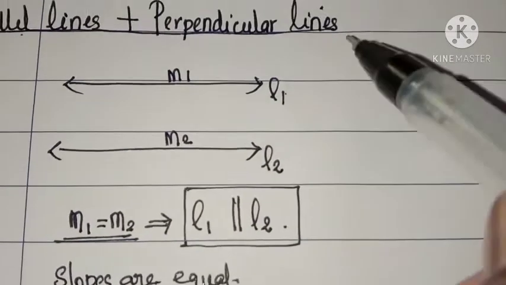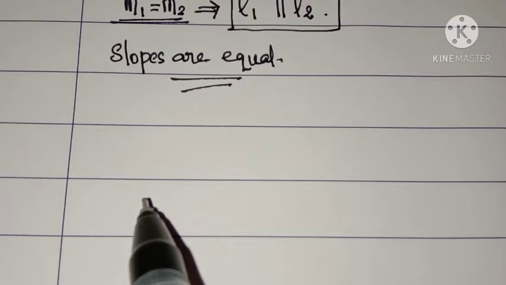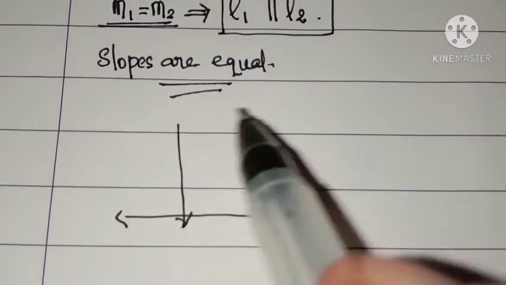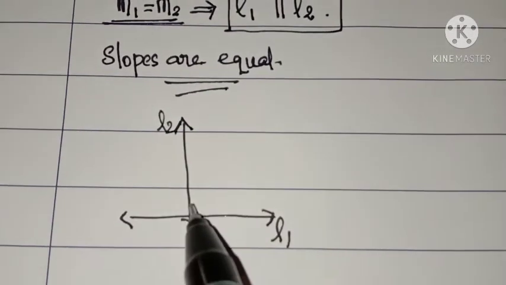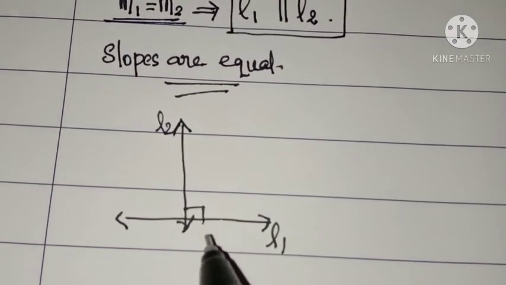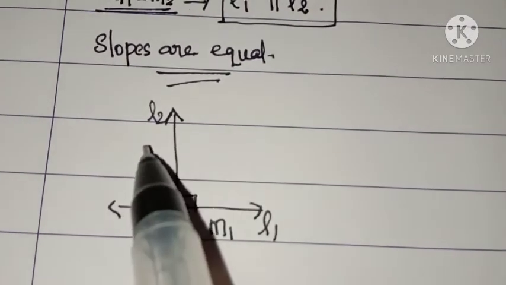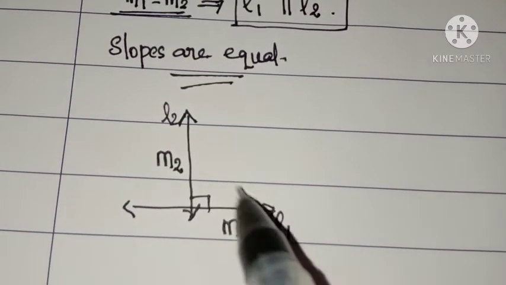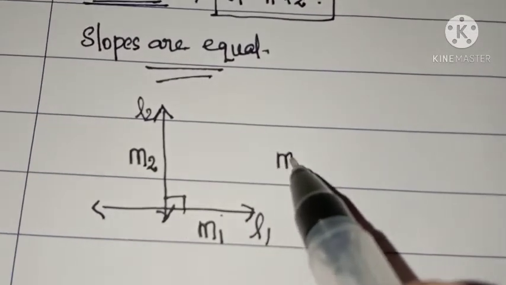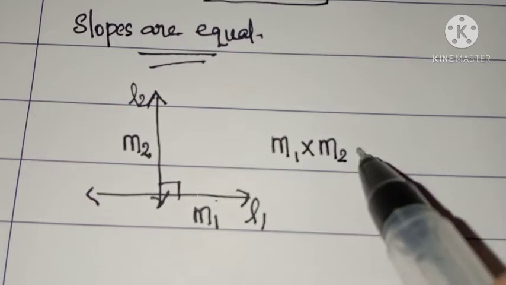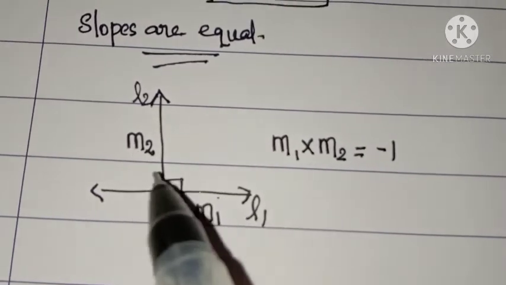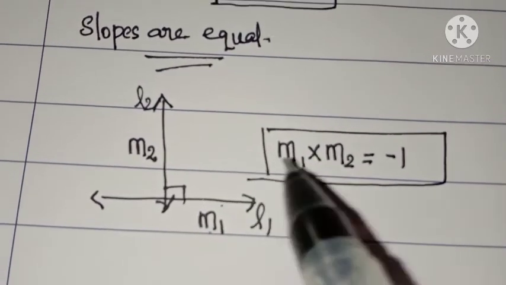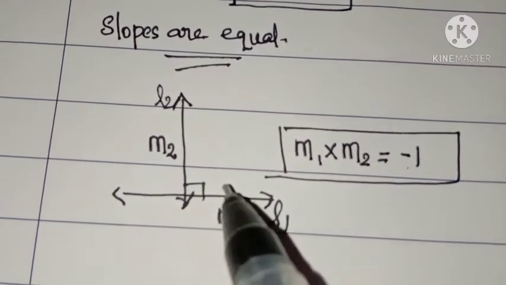Now in the case of perpendicularity, suppose we have two lines. One line is L1 and second line is L2. Listen, L1 and L2 are perpendicular lines. Now take slope of L1 is M1, slope of L2 is M2. Now to say these two lines are perpendicular, there is a condition: product of their slopes is equal to -1. Product of the slopes means M1 into M2. Product of the slopes equal to -1, then we can say that these two lines are perpendicular.